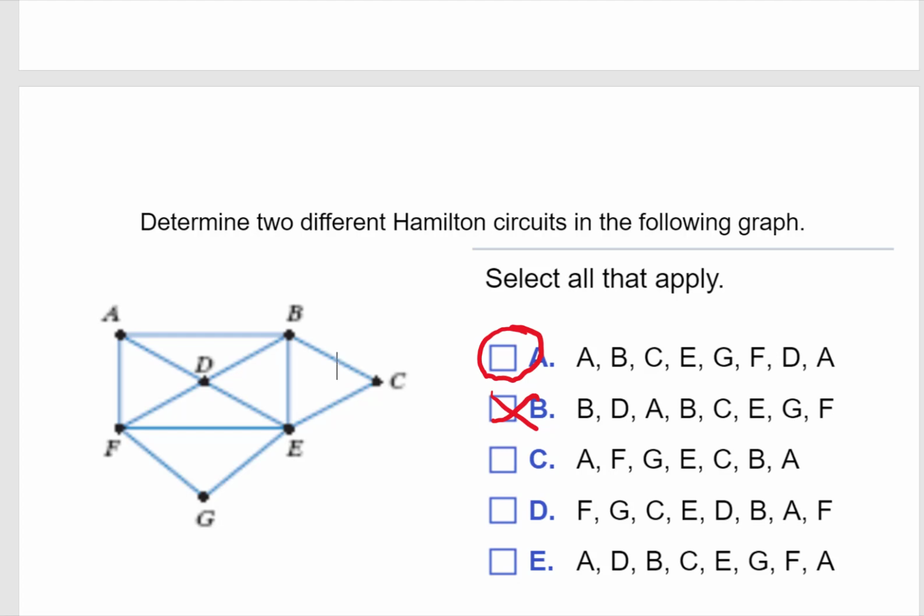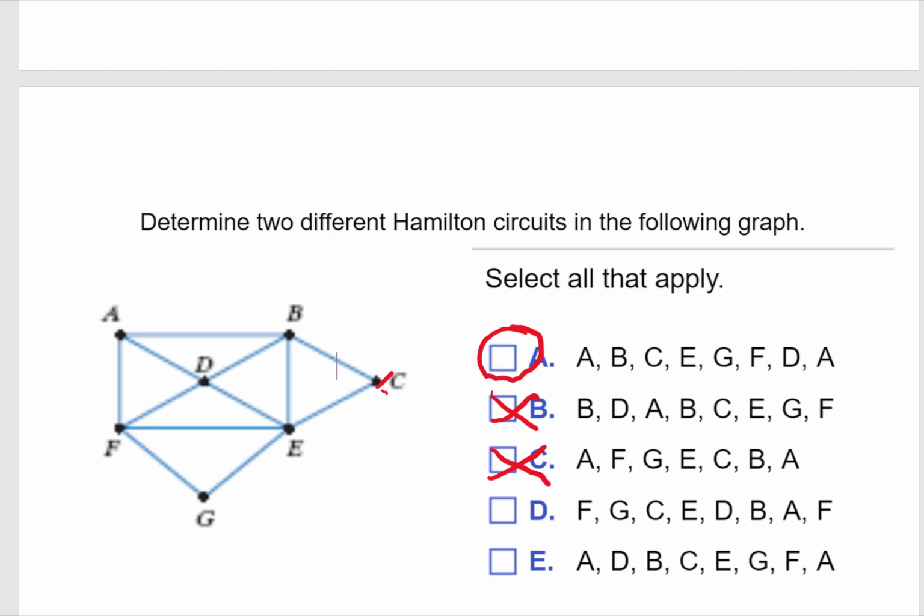So let's try C. It says start at A and go to F, from F go to G, from G go to E, from E go to C, from C go to B, and then to A, but we haven't picked up vertex D, so that's not a correct answer, so I can eliminate C.